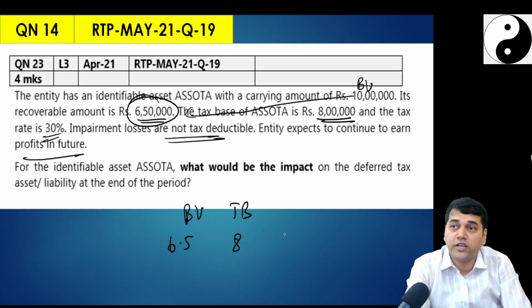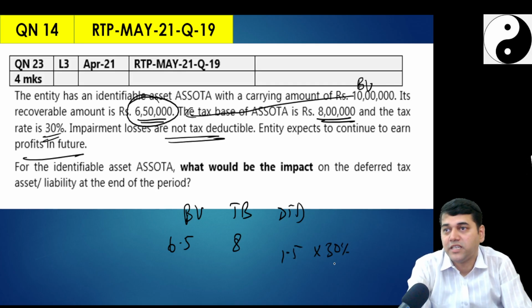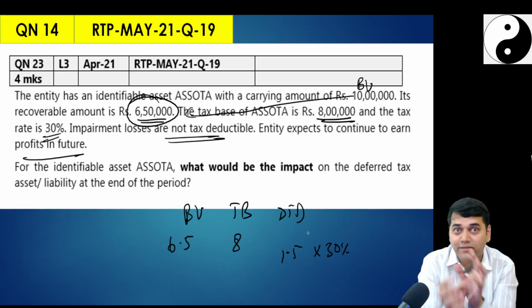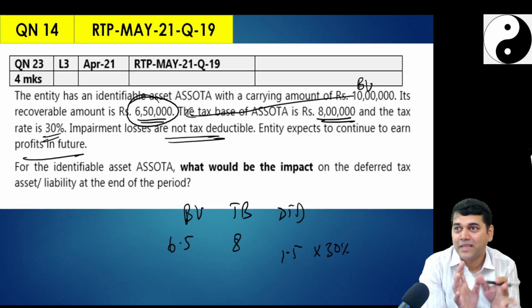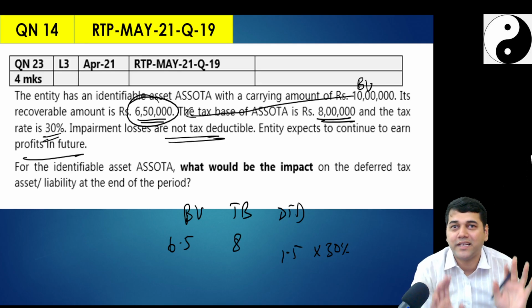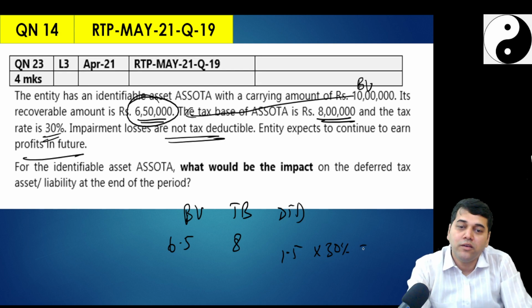Is it taxable or deductible? Deductible temporary difference. How much? 1.5. On this, which tax rate are you going to apply? 30%. Is there any substantial enactment and all? See, they can give you a mixed question. All these small concepts, they can put together and give you. Now, on this, deferred tax asset is going to come.